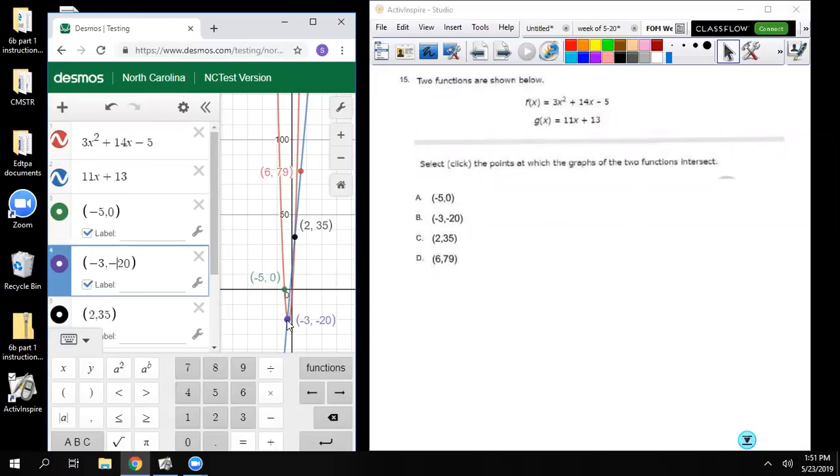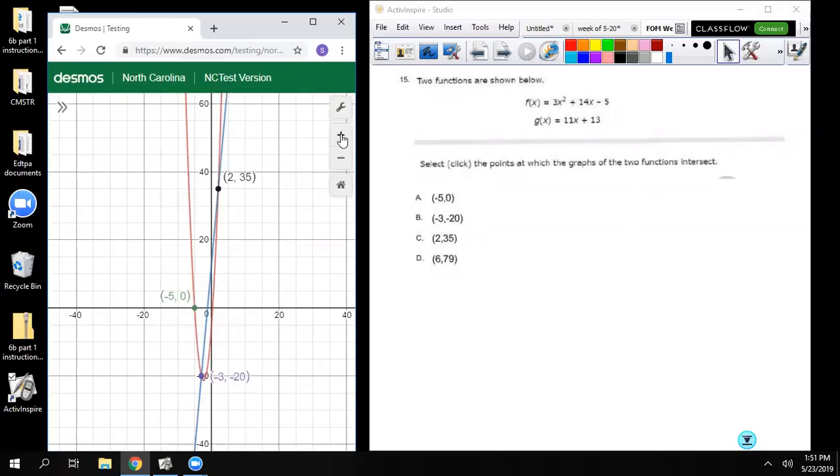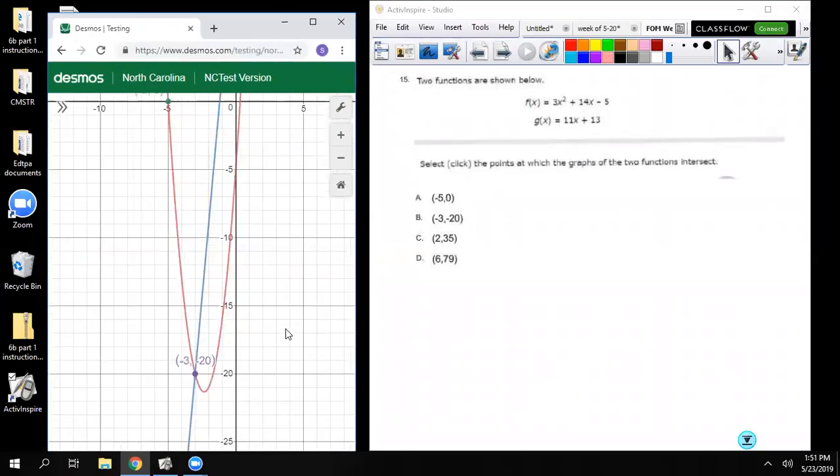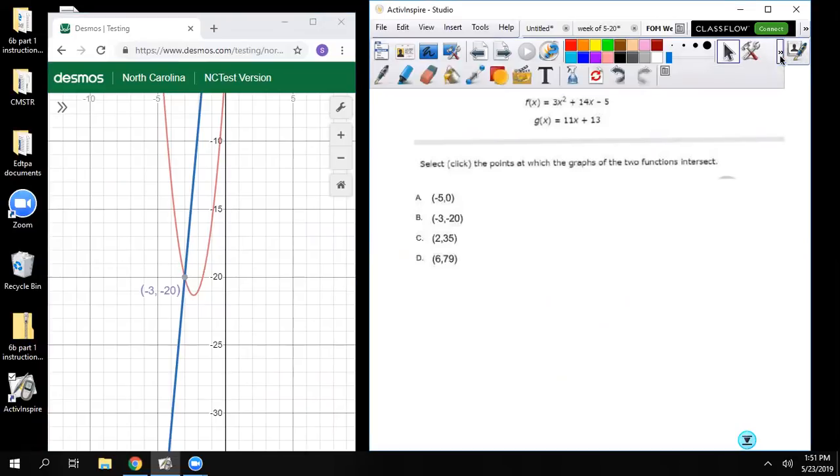We have negative 3 and negative 20, and if we look really closely, that indeed falls on both, because this is g of x here, and this is f of x here, and it's there. So negative 3, negative 20 would be one of our answer choices, but we may have more than one since it says select the points.